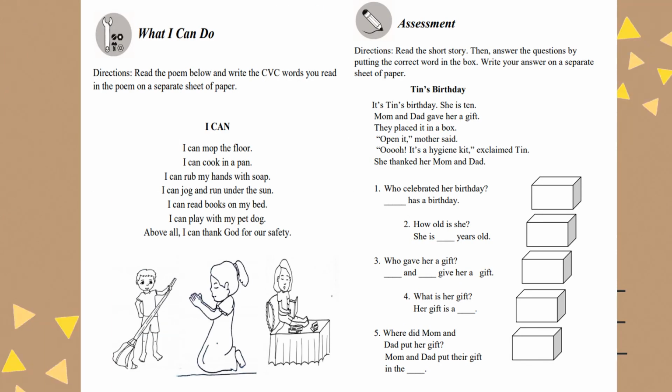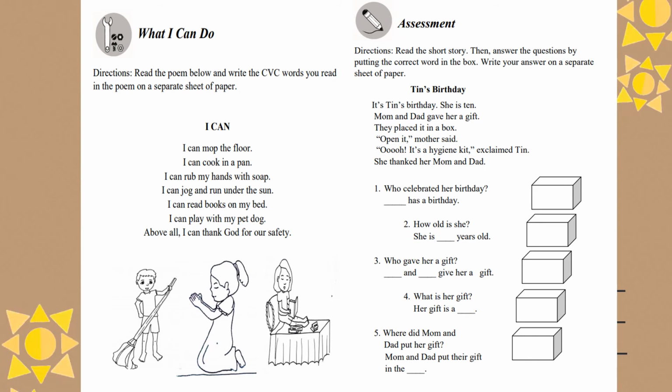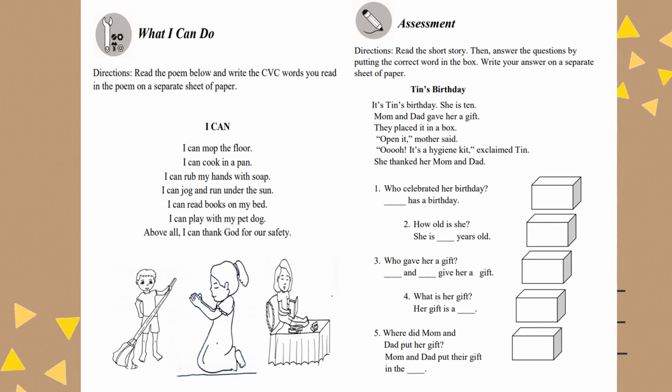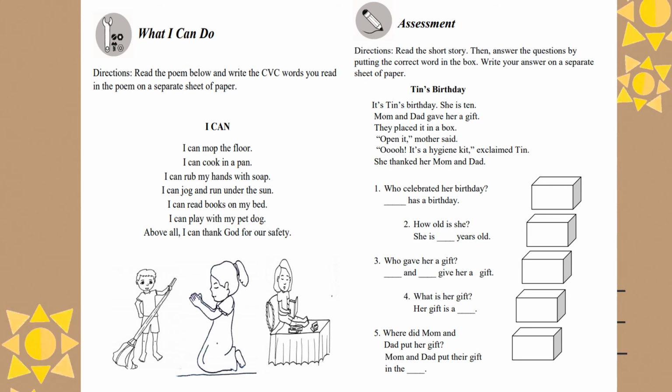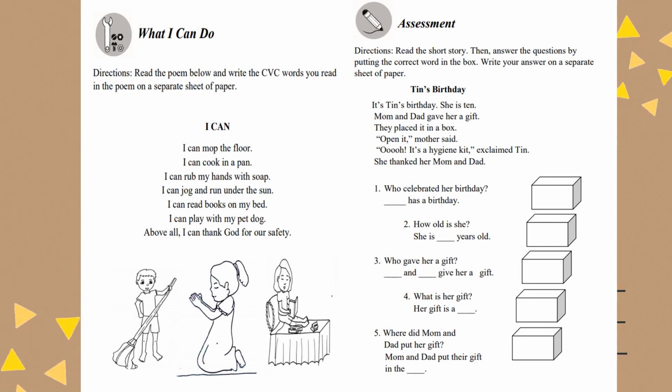For what I can do, read the poem below and write the CVC words you read in the poem on a separate sheet of paper. Let's read it together. I can. I can mop the floor. I can cook in a pan. I can rub my hands with soap. I can jog and run under the sun. I can read books on my bed. I can play with my pet dog. Above all, I can thank God for our safety.